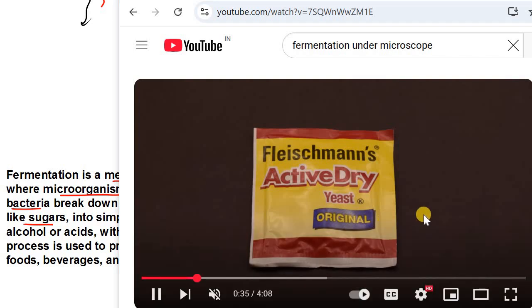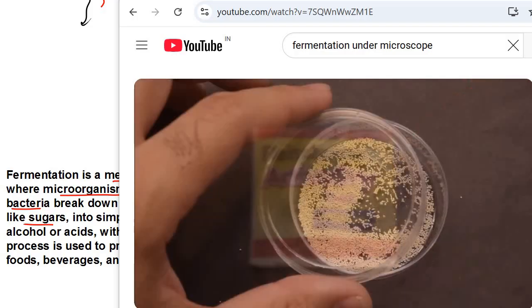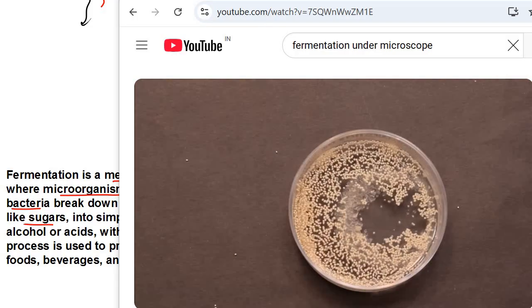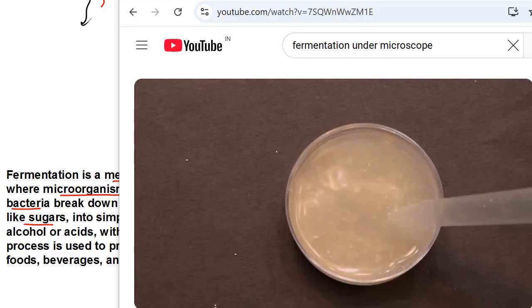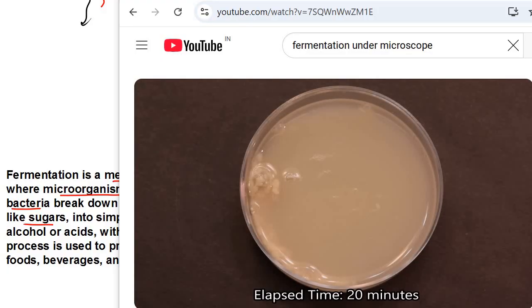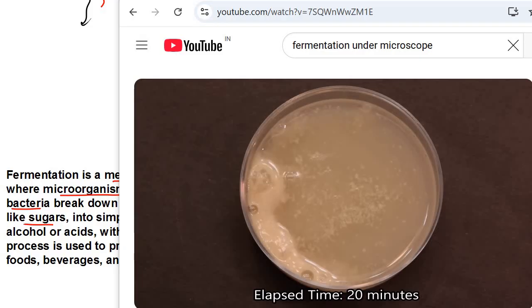So they are adding active dry yeast. Okay, see what is happening. Then sugar, then water. Okay, and then the dropper is used to mix all of them, and see the result. This is the time, how much time has elapsed. You can see over here 20 minutes has elapsed.